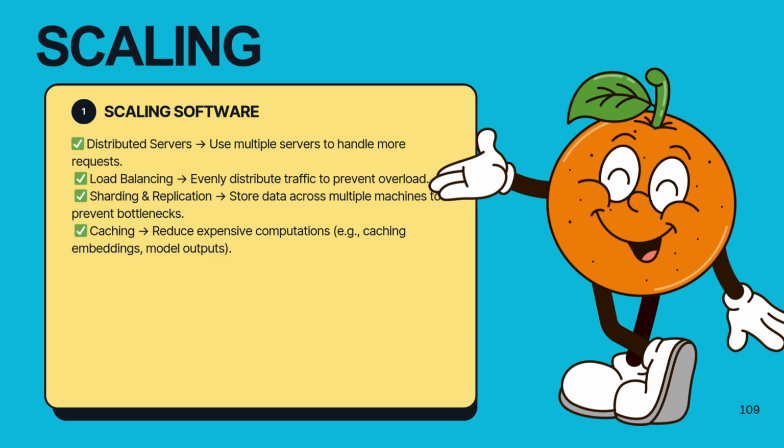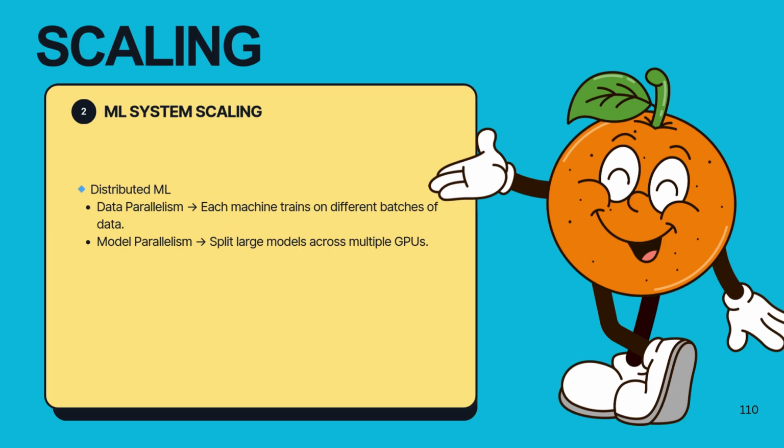For scaling machine learning systems, there is distributed ML. You can talk about data parallelism, where each machine trains on different batches of data. So basically, we're splitting the data across multiple machines. And model parallelism, where we split large models across multiple GPUs. So we have a separate video on these two topics. You can take a look. The link is in the description.